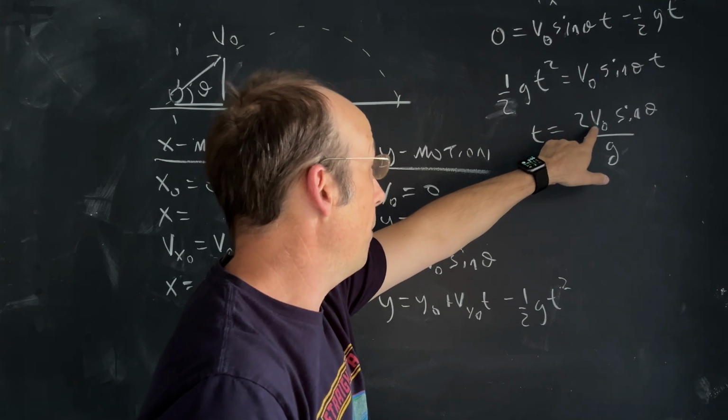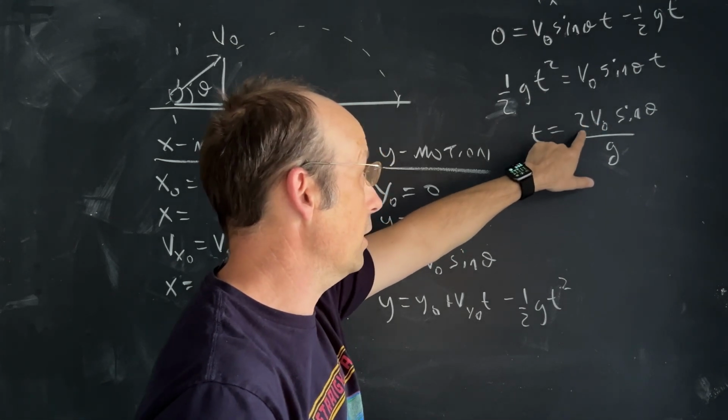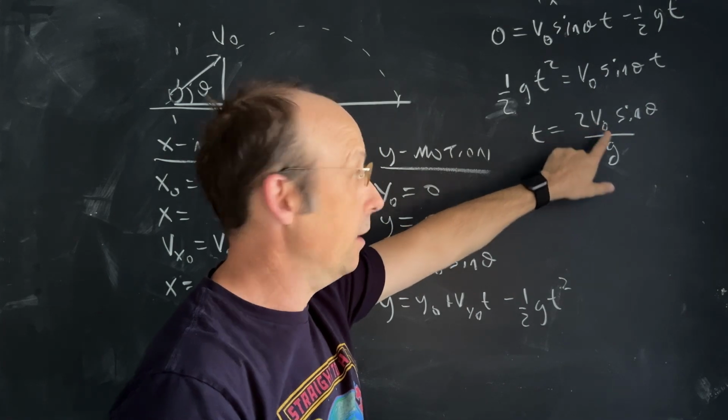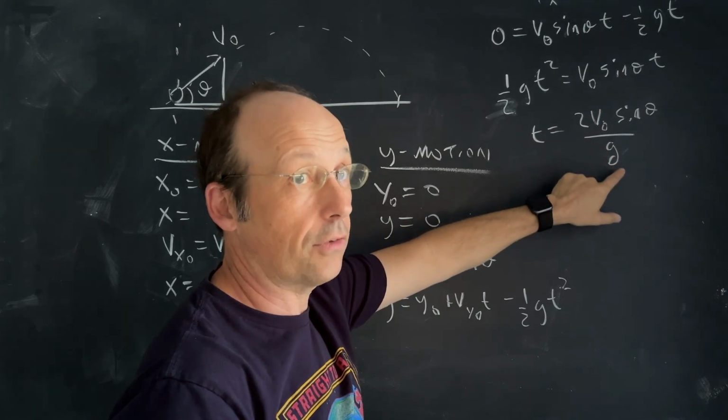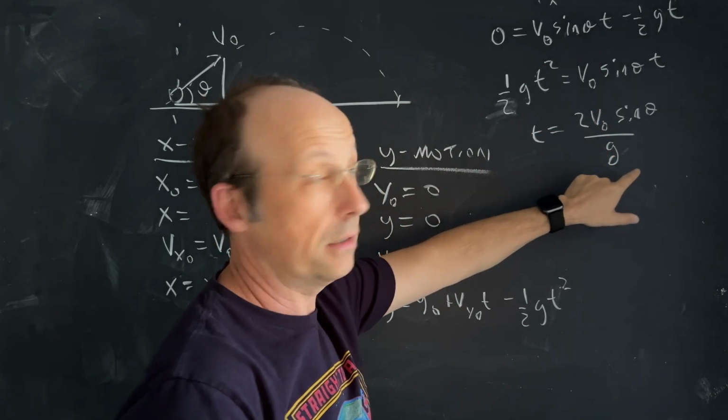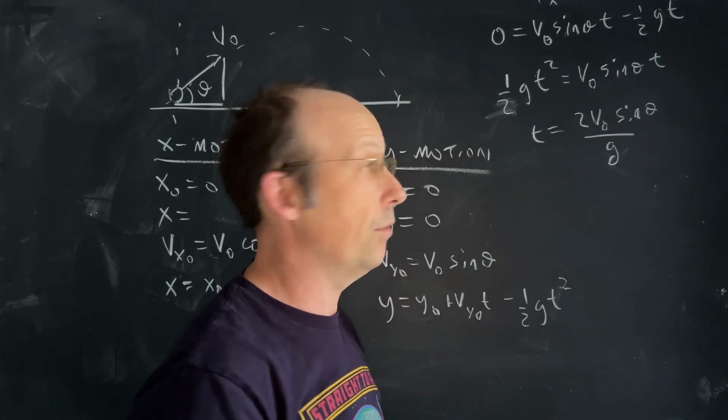Notice that my units do work out. 2 doesn't have units. This is meters per second divided by meters per second squared. The meters cancel, the 1 over seconds cancel, and I get seconds. Sine theta is just a ratio, it doesn't have any units.